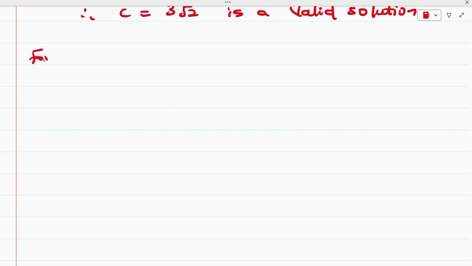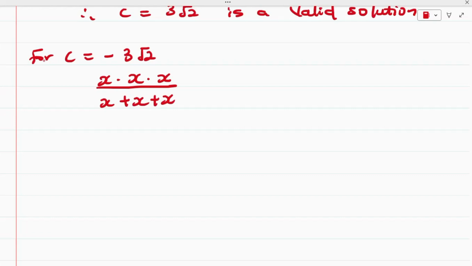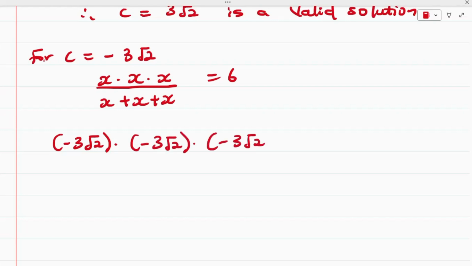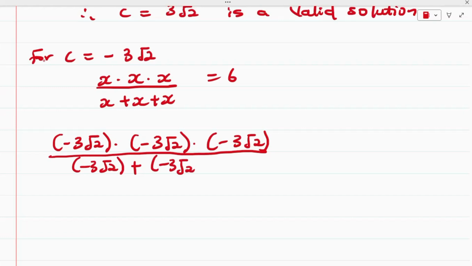Alright, so for x equals negative 3 root 2, we have the equation to be x multiplied by x multiplied by x over x plus x plus x, which is equal to 6. So this becomes negative 3 root 2 multiplied by negative 3 root 2 multiplied by negative 3 root 2, divided by negative 3 root 2 plus negative 3 root 2 plus negative 3 root 2, which is equal to 6. Now the numerator terms are each raised to the power of 1.